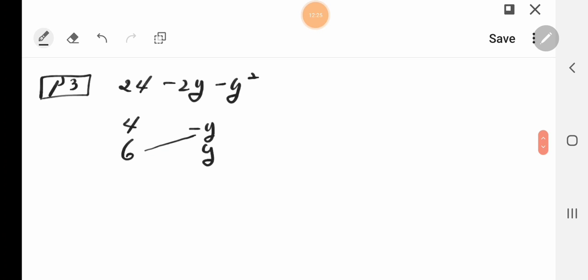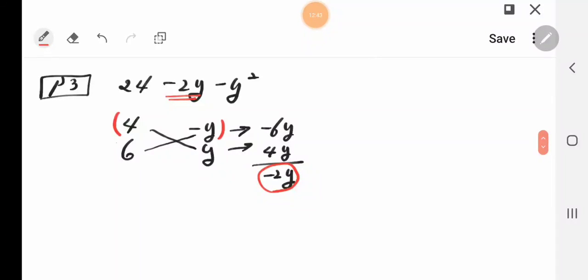So that the cross multiply is negative 6y and 4y. So that the sum will be negative 2y. So we found the match because negative 2y is same as the term in the middle. So that this will be the product of these two. So that will be equal to 4 minus y times 6 plus y.